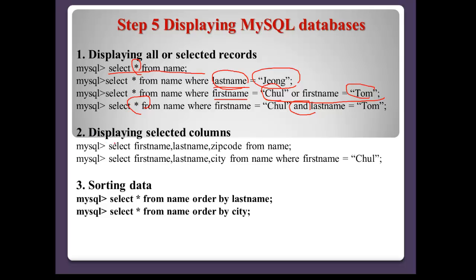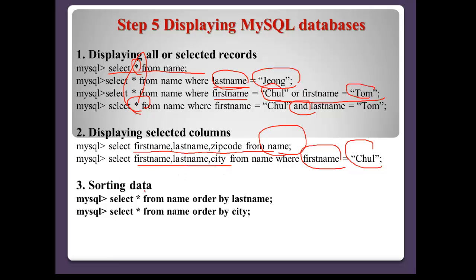Number 2, displaying the selected columns. So in number 1, I just use a star. Star means all columns. But in number 2, here we can write the exact column names. For example, first name, last name, city from table name. And in this case, the first name must be Charles. In this case, we can see only first name, last name, city like this.